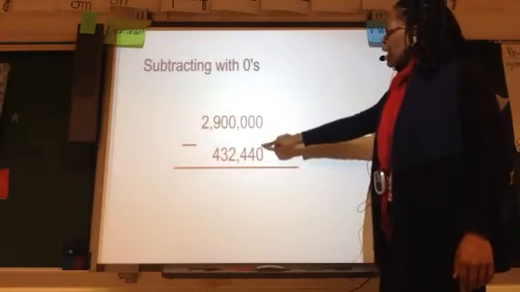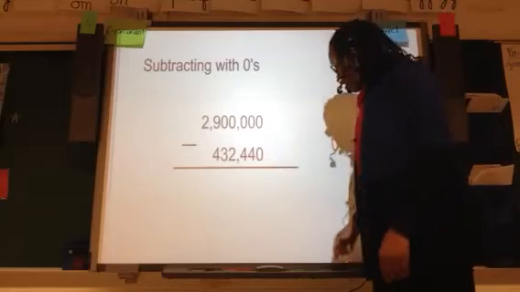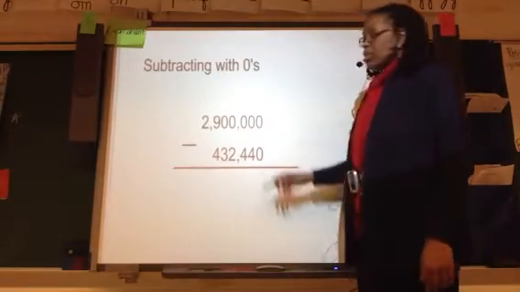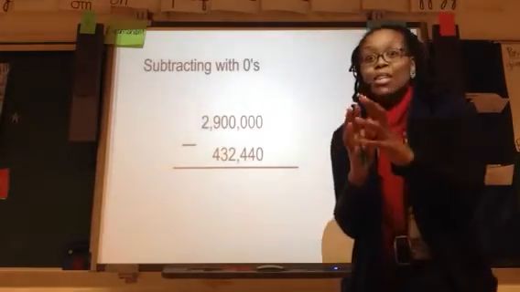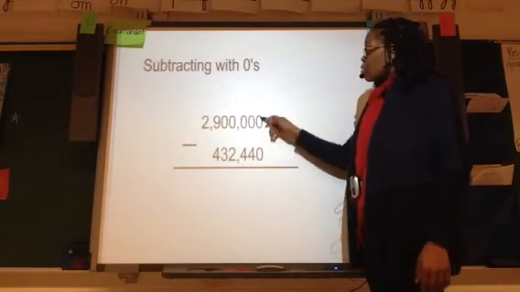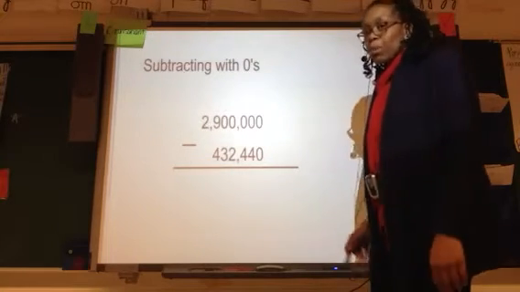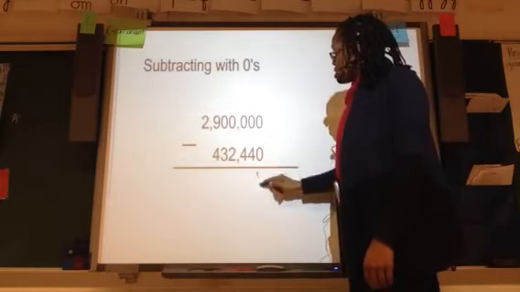But look, what happens if there's a 0 here in the ones place? So now we have 0 minus 0. Can you do that? Yes. So that's what I want you to pay attention to. You're not going to have to borrow for this ones place, and if there was a 0 here, you wouldn't have to borrow for that tens place. So 0 minus 0 is just 0.